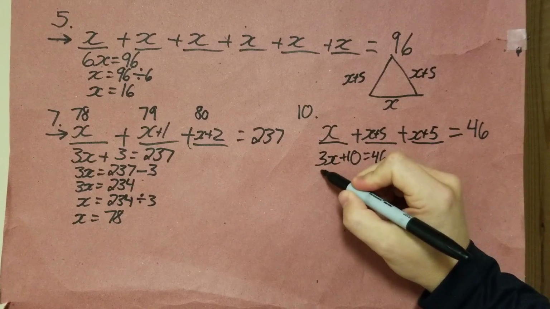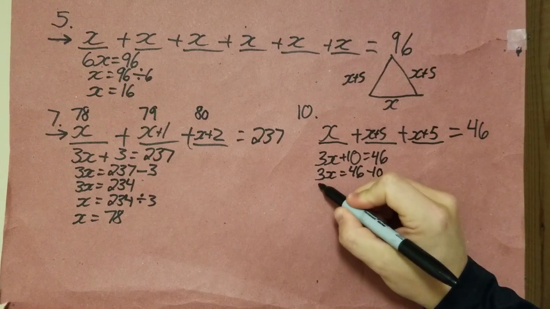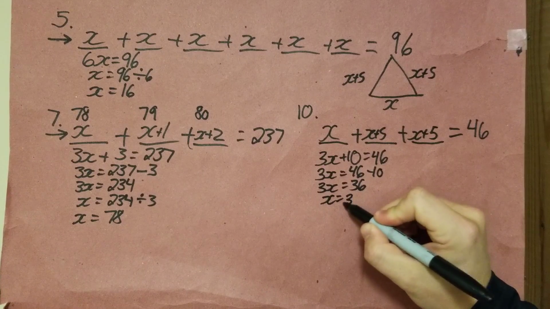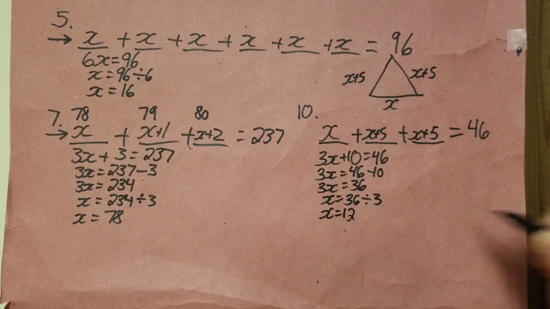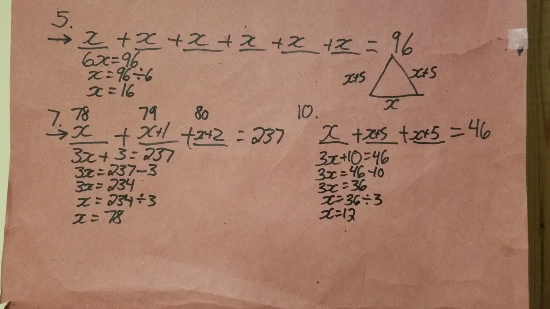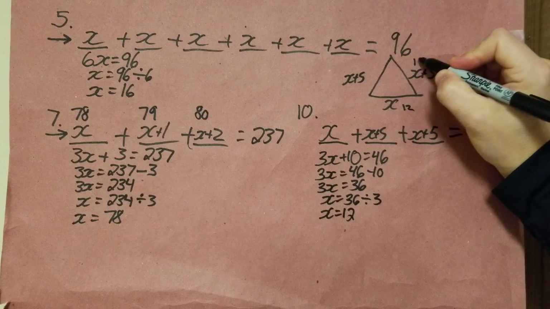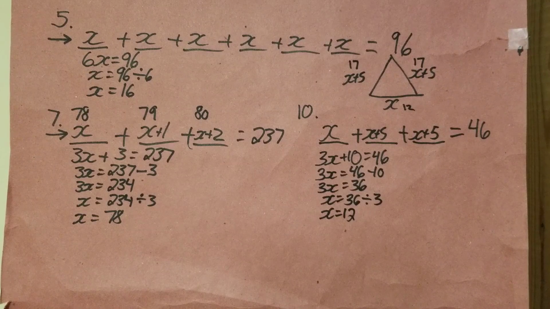And again, I'm going to go faster now because this is stuff that we've been doing for the last week. So x here is 12. This is x plus 5, so it's 17. This is 17. If I do 17 plus 17 plus 12, I get 46. Okay? So, sorry that was long, but I did have the sheet for you.